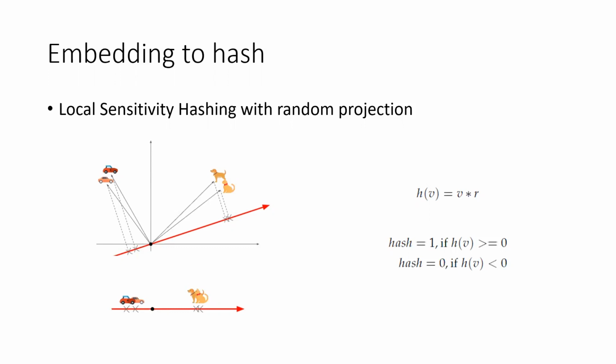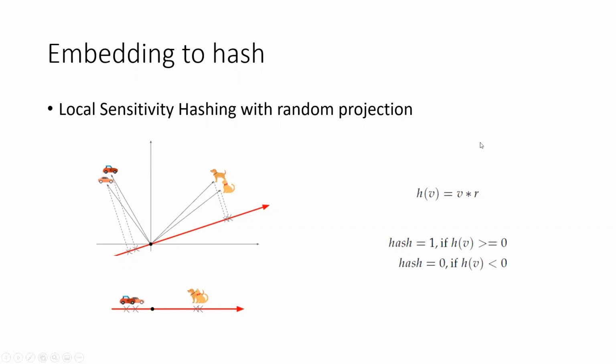One simple method to generate a hash from an embedding is locality sensitive hashing with random projections, and it works quite simply. We have different objects in our space, then we project them onto some random vector, and then we check whether the projection is more than 0 or less than 0. If it's more than 0, we have this hash bit as 1, and if it's less than 0, we have it as 0. And we can use as many random vectors as we want. The idea behind this is that embeddings that are close in the original space will be close in the new space, as you can see in this simple example.